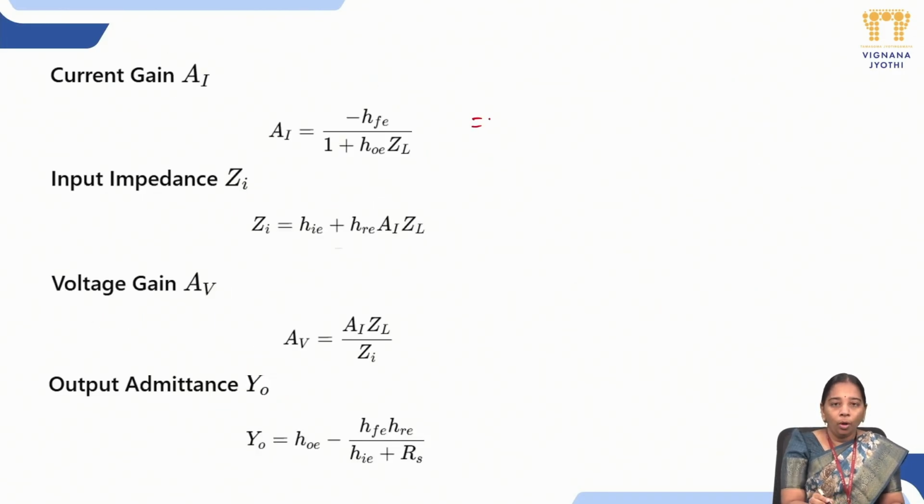We have already calculated these four expressions for the general model, and for the CE configuration, the second suffix will be E. The second suffix indicates the configuration we are going with. We already know that AI equals minus HFE by 1 plus H naught E into ZL. Now, in the approximate analysis, HOE is eliminated, that is, HOE can be equal to 0, and HRE is also eliminated, approximated to a value of 0. Now we are substituting these two values.